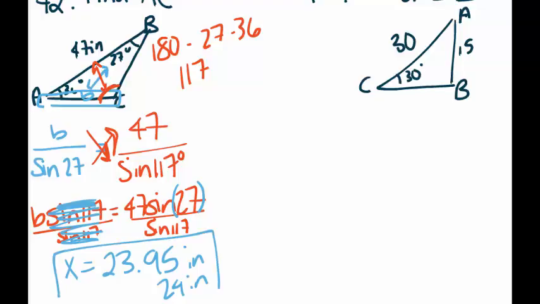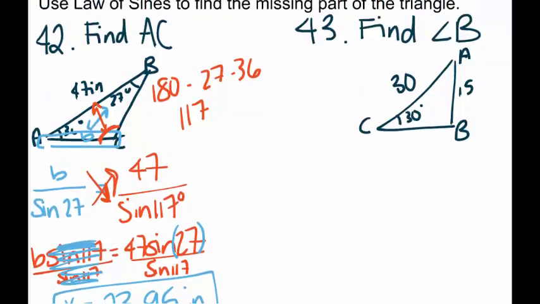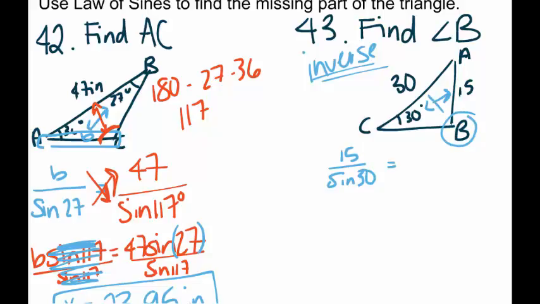I'm going to use the law of sines again, except this time I'm trying to find an angle. So on 43, I need to take an inverse. I'm looking for an angle, so I need to find angle B. One good thing, I do have a piece and the side straight across from it. So I'm going to have 15 over sine of 30. I have that. I'm trying to find angle B, and I do have the side straight across from it. So it's 30 over sine of B.